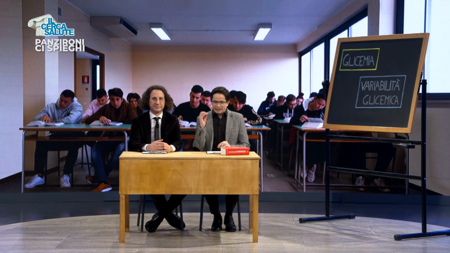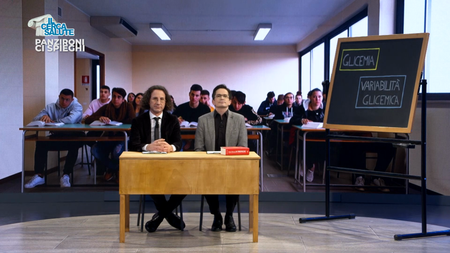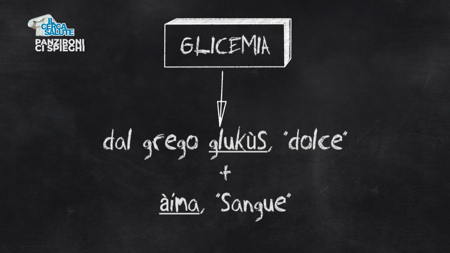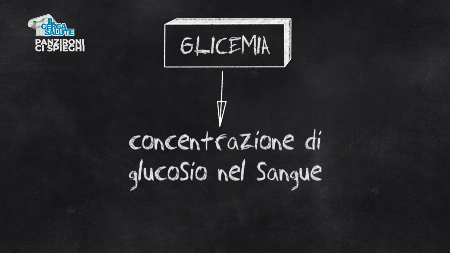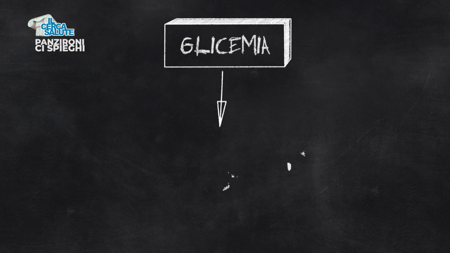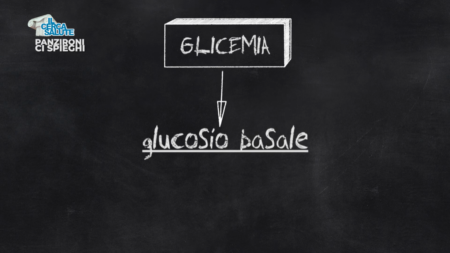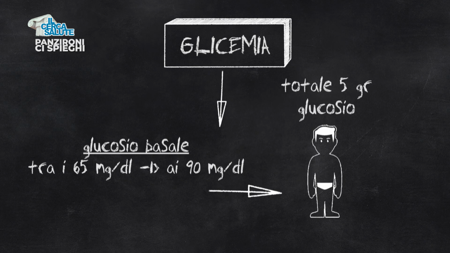So just to find out what blood sugar is, let's go through this tutorial. Blood sugar, from Greek glucose, sweet, and ima, blood, indicates the value of blood glucose concentration. Its value is expressed by the unit of measurement mg/dl, or milligram of glucose per deciliter of blood. The amount of basal glucose occurs between 65 mg/dl to 90 mg/dl, for an overall total in the human body of about 5 grams of glucose.